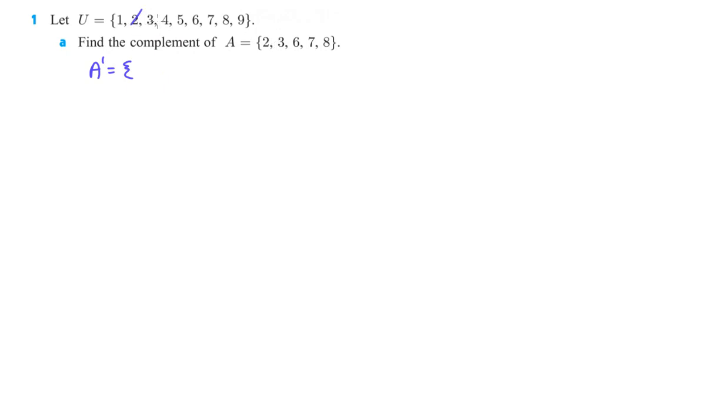So 2, 3, 6, 7, and 8 are all taken care of here. So the complement is going to be all the leftovers: 1, 4, 5, and 9, right? Because if you add the complement to the set, it should give you the universal set. So A and the complement of A add up to the universal set every time.